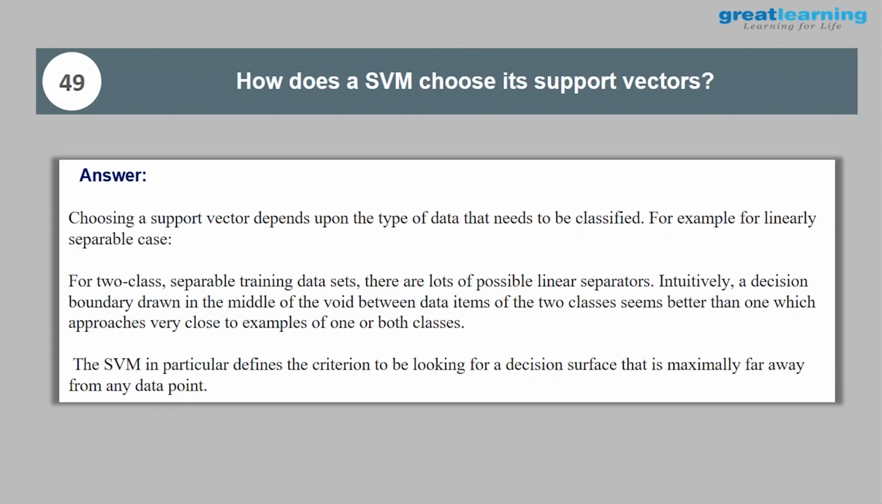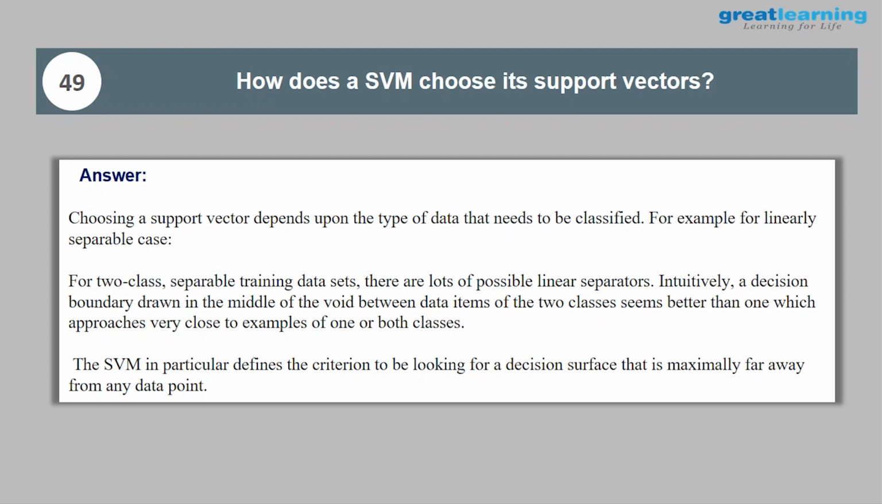Now let's have a look at how an SVM chooses its support vectors. Choosing a support vector depends upon the type of data that needs to be classified. For example, for the linearly separable case, for a two-class separable training dataset, there are lots of possible linear separators. Intuitively, a decision boundary drawn in the middle of the void between data items of the two classes seems better than one which approaches very close to examples of one or both classes. The SVM in particular defines the criterion to be looking for a decision surface that is maximally far away from any data point.